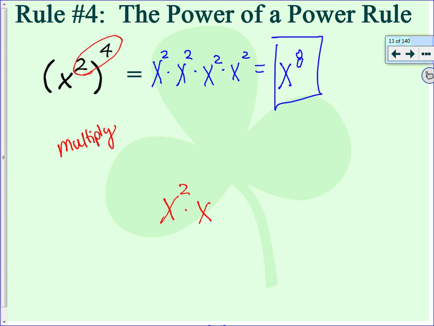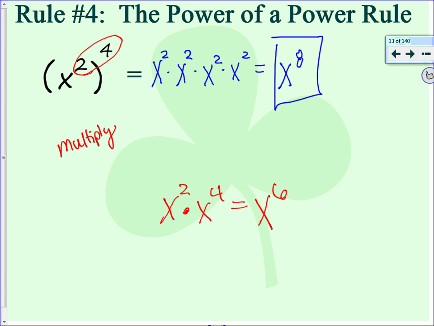This is not power of a power. This is the product rule. What do we do here? We add them. So this is x to the 6th. So don't confuse the two. This is power of a power, because you have a power right next to a power, and you multiply, because we really do have 4 of those x squareds.